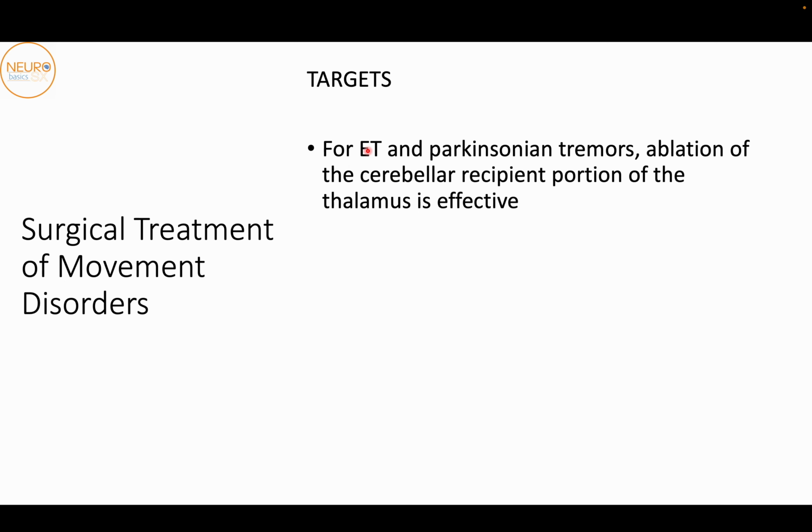For essential tremor and Parkinsonian tremors, ablation of the cerebellar recipient portion of the thalamus, not the cerebellum itself, but actually the part of the thalamus which receives the cerebellar inputs, is an effective target for treating these tremors.